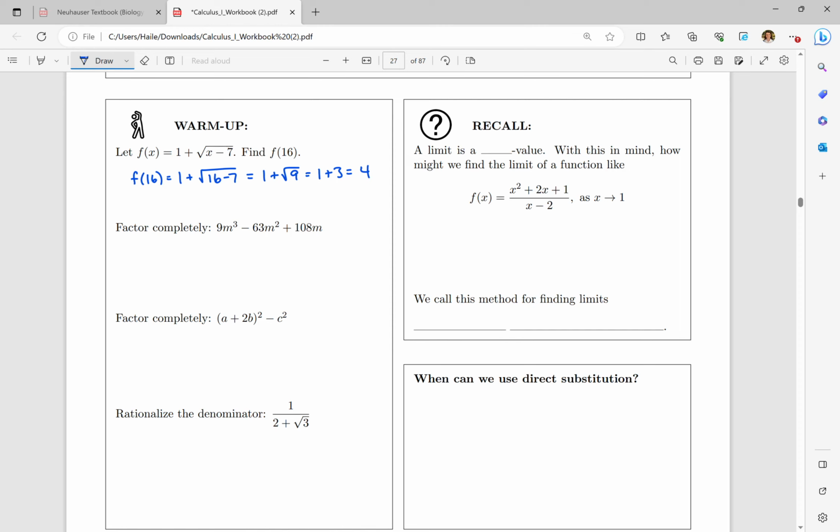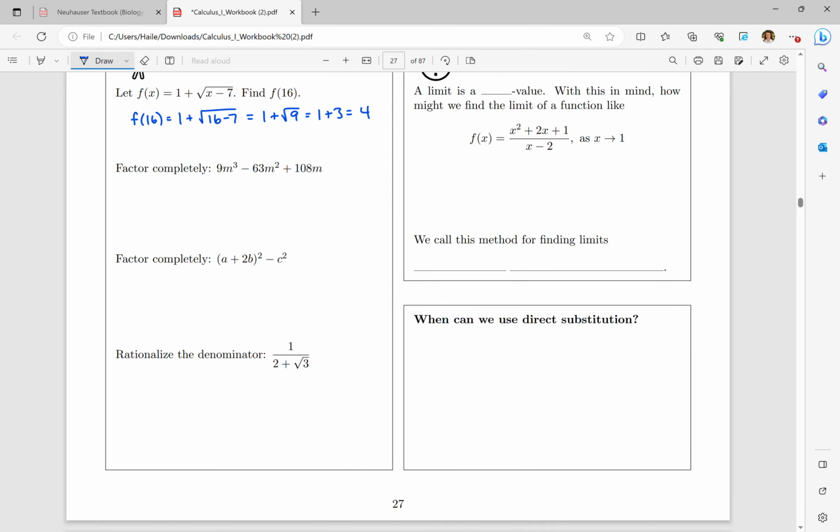The next one we want to factor completely: 9m cubed minus 63m squared plus 108m. So the first thing we always want to look for when we factor is the greatest common factor. And you might notice here that the greatest common factor is 9m. So if we pull out 9m, we're left with m squared minus 7m plus 12. And we can still factor that trinomial again. So we'll get 9m times m minus 3 times m minus 4.